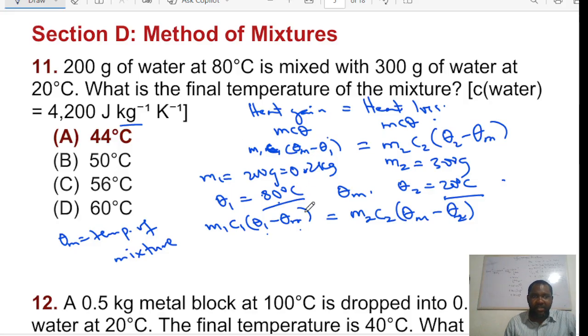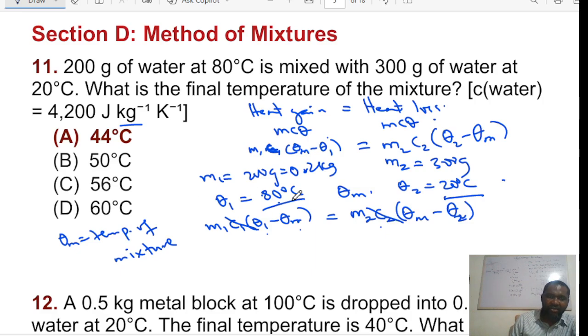Now, I want to say something here: both of them are water, so their specific heat capacities, I don't need to write them. They will definitely cancel each other. It is given here as 4200, but it's not necessary. It's the same on both sides, 4200. So if you divide both sides, you're going to get that value.